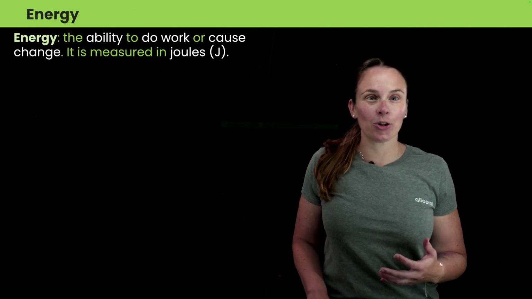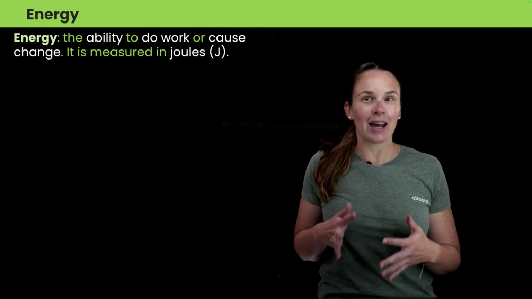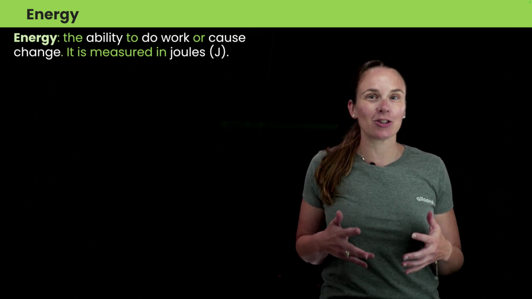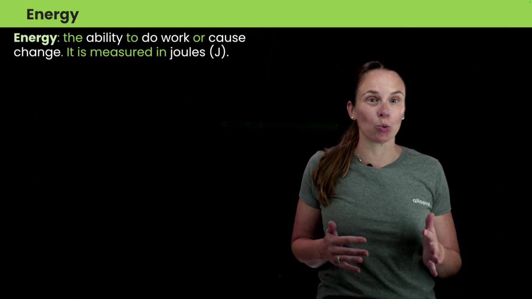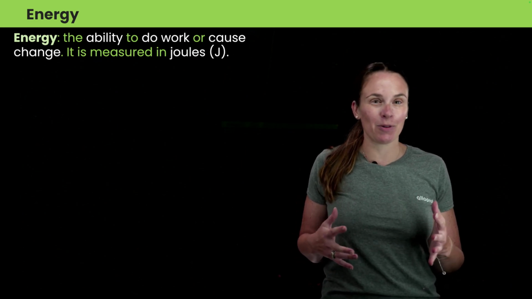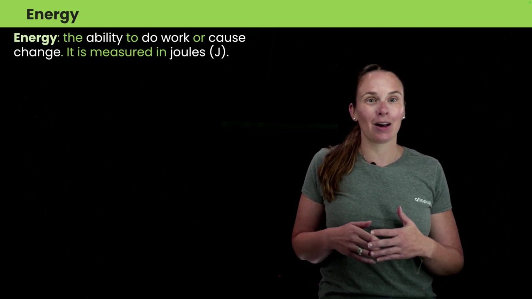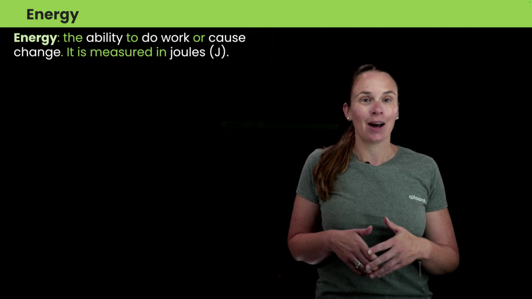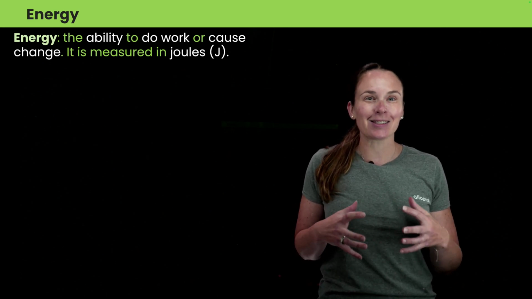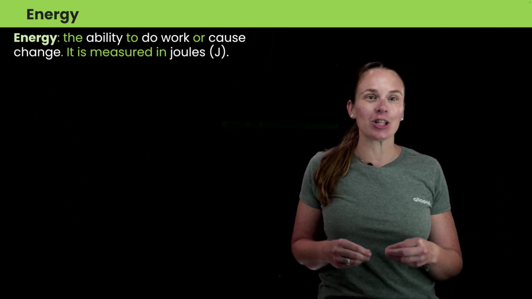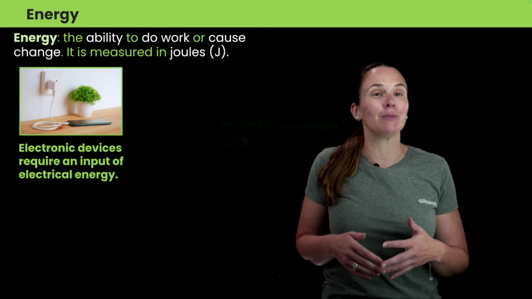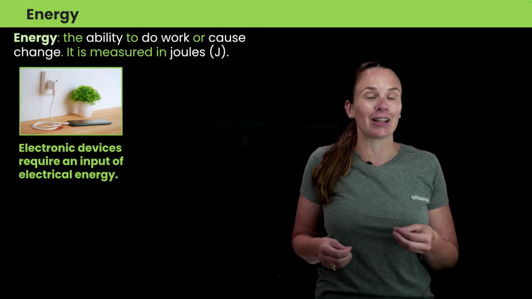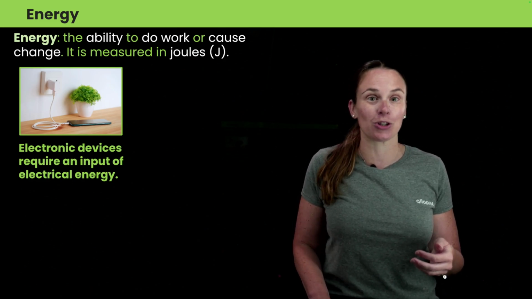So the first thing we need to do is talk about what energy is. And energy, by definition, is the ability to do work or cause change. And it is measured in joules. So when we take any type of system, when we take an appliance or we take an organism, any system requires an input of energy to do work. So for example, our cell phones. Our cell phones need to be charged. They need that input of electrical energy to do the job that they're supposed to do.